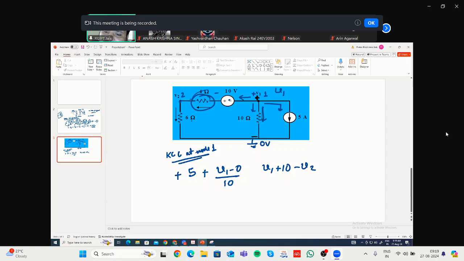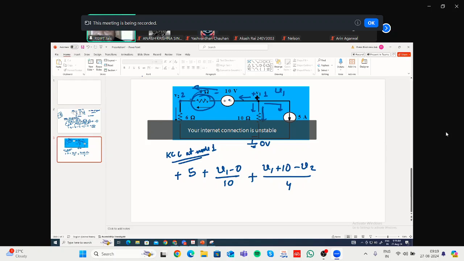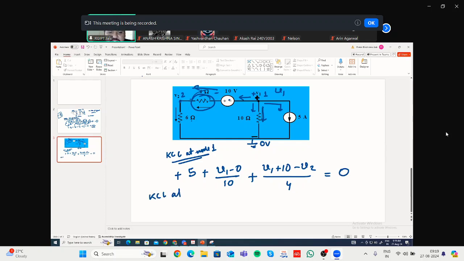And the resistance value is 4. So this is the amount of current flowing through the 4 ohm resistance, and because we have considered V1 highest, the direction is moving out of this node, so plus sign. The net sum will be equal to 0. This is what you get when you apply KCL at node 1. Similarly, if you apply KCL at node 2, then what will happen?